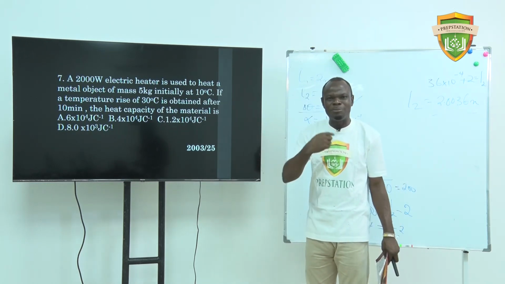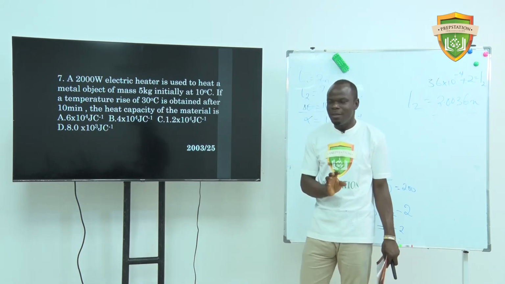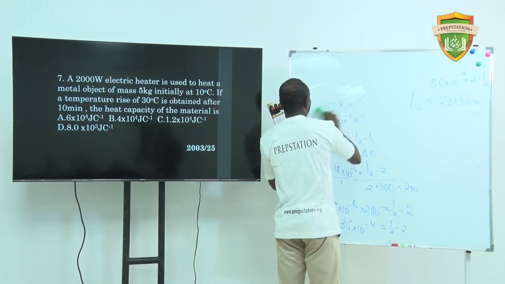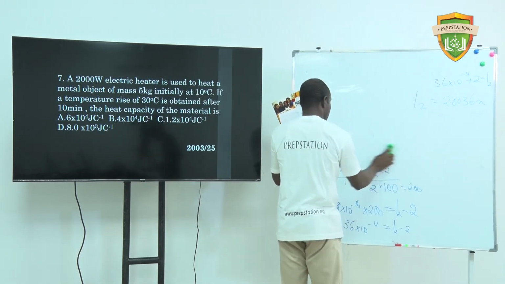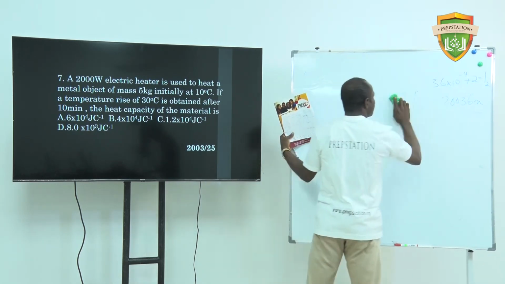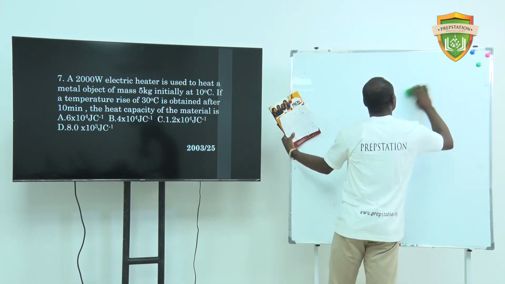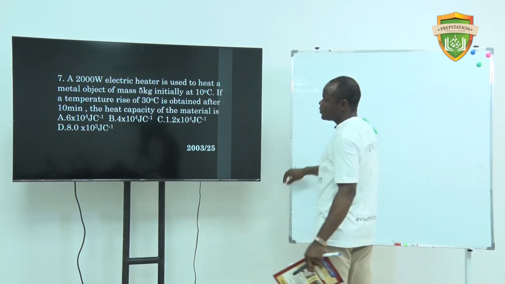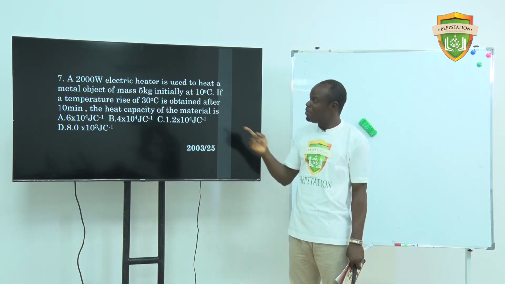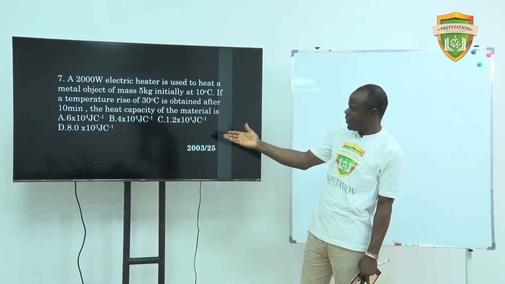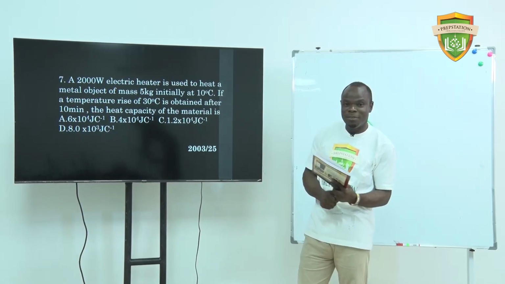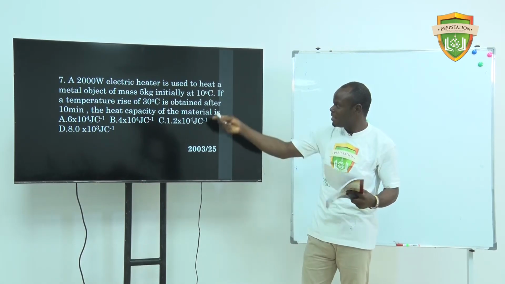Take note, not the specific heat capacity, but the heat capacity. So let's quickly take on that and see what the final answer will be. We have options on the board already. Taking a look at the options, what comes to your mind? The correct unit ought to be joules per degree Celsius. I think all of them are in the right unit, so we must calculate before we know the final answer.